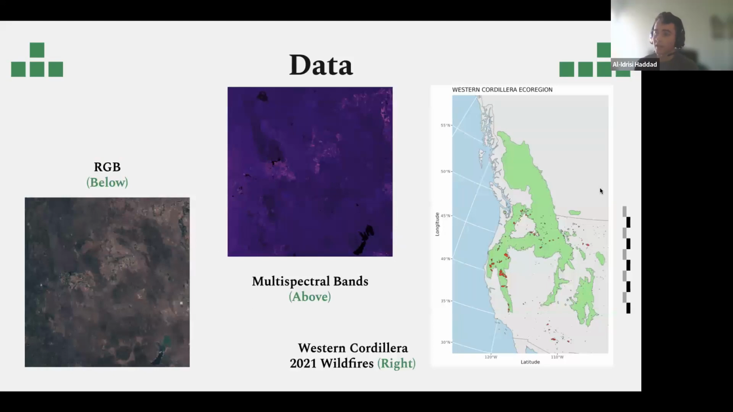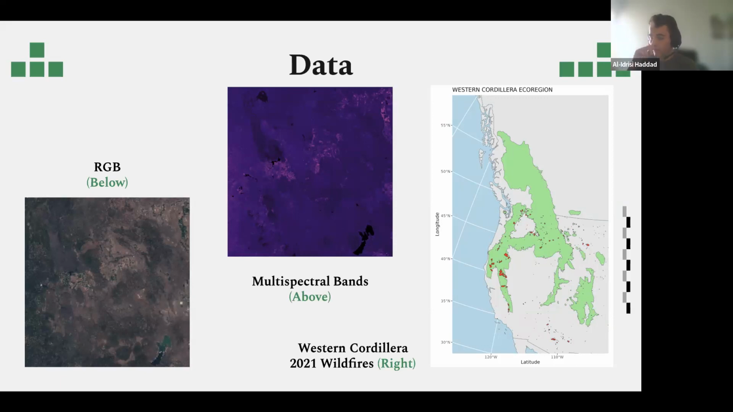Thanks, Kenji. And here's the data that we used. Moving from left to right, we have our RGB data and the multispectral bands. The multispectral bands were taken from the Sentinel-2 data provided to us by the hackathon. And on the far right, we have our ecoregion, the Western Cordillera ecoregion, which we thought would be particularly of interest because they really got lit up by fires during our designated time period of 2021.